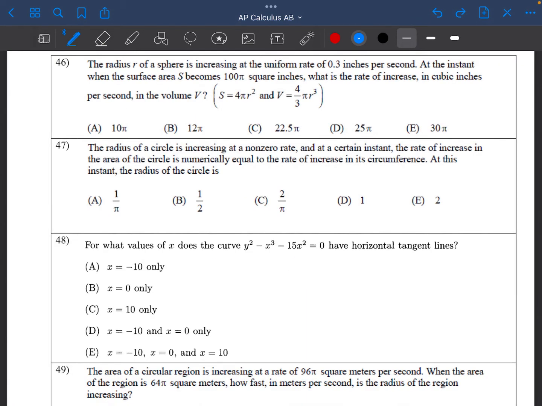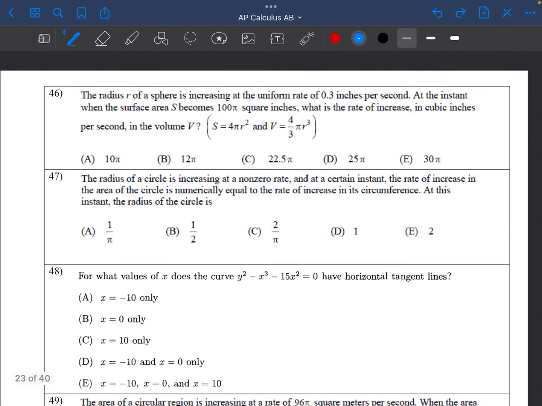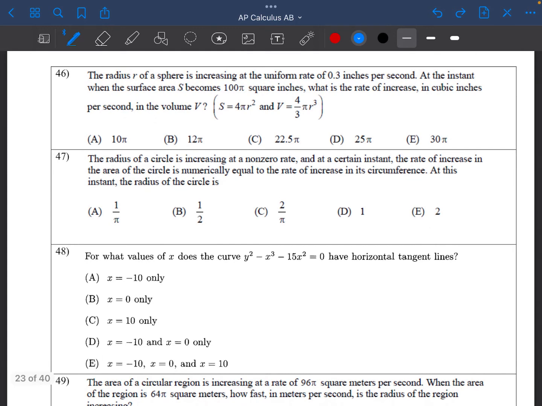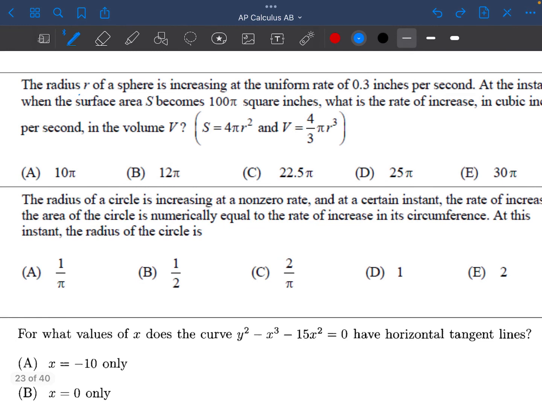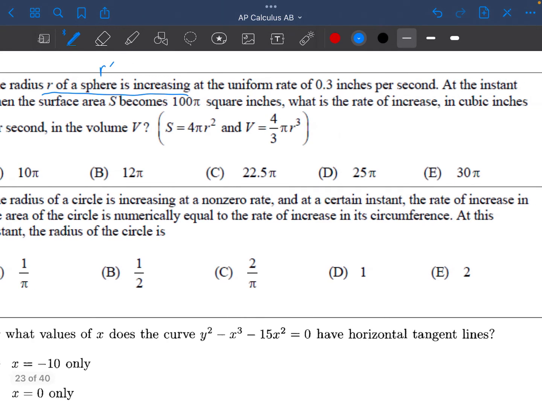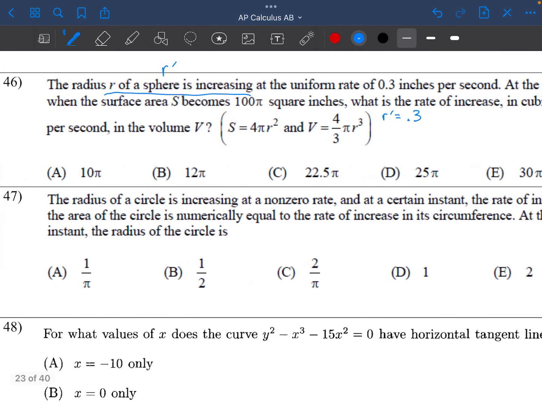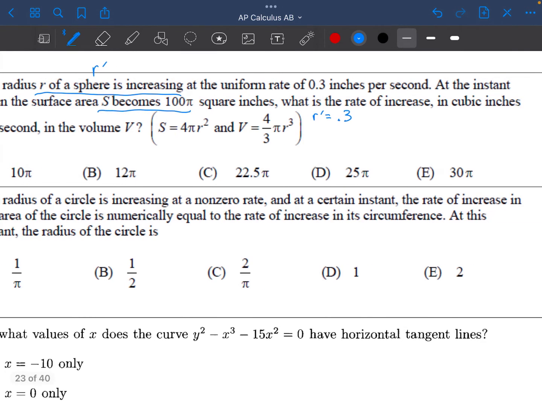Number 46. All right, we're talking about a sphere, and let's annotate everything that we see in here. So the radius is increasing. Whenever we see these words, I want to zoom in so I can make my line a little bit neater. The radius is increasing means that it's talking about r prime, and increasing means it's positive. Decreasing would be negative. So that means that we have r prime is equal to 0.3 at the instant when the surface area becomes 100 pi. So that's just capital S is equal to 100 pi.